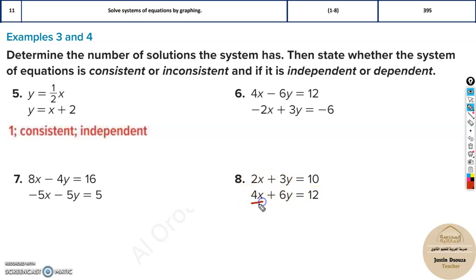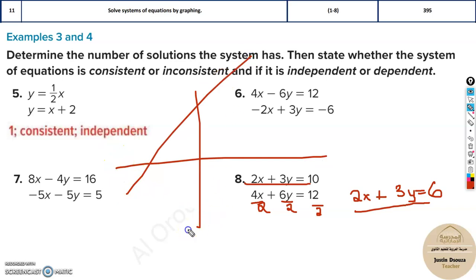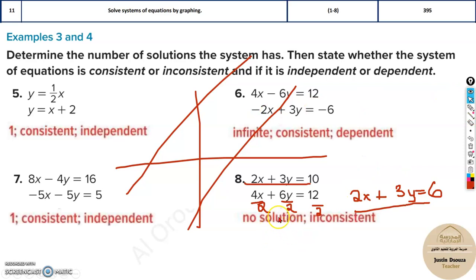This can be divided by 2 everywhere, so divided by 2, and you will get 2x plus 3y equals 6. Now compare these both equations. Are they the same? They are not the same equations. They have the same slope. This is almost the same, but the y-intercept is not the same. So that means these would be parallel lines. Therefore, it is no solution and inconsistent. That would be the answer over here.